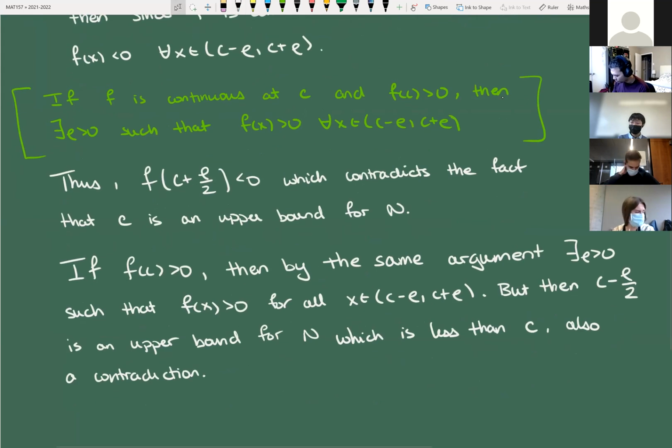Right, and in total, what do we get then? Thus, f of c couldn't be less than 0. It couldn't be bigger than 0. So yeah, there's only one thing left that it could be. It's got to be equal to 0. Right?